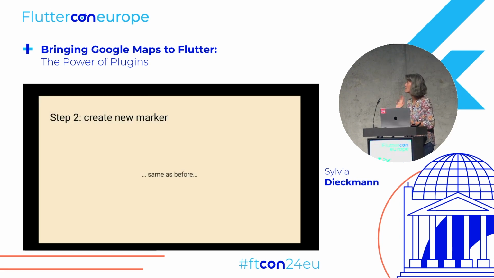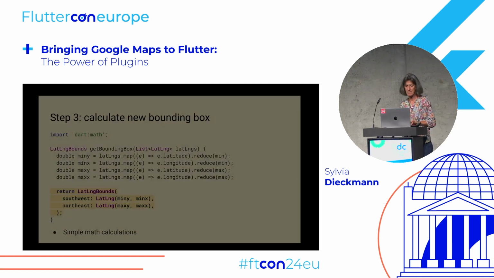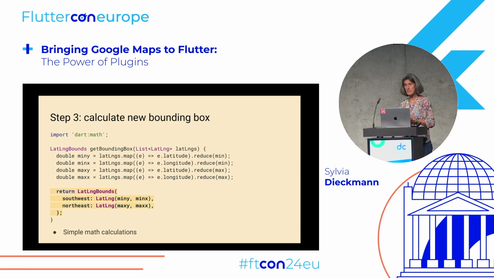Step 2 is creating the new marker, but we've discussed that already, so I'll skip this step. Step 3 is calculating the new bounding box, and that's fairly simple. We now have a list of latitudes and longitudes, and we just have to get the biggest and the smallest lat and the biggest and the smallest long. I'm probably getting my gestures wrong here, but you know what I mean. That basically gives you the corners of all the markers on your screen. This is not really anything map specific. This is just very, very simple math.